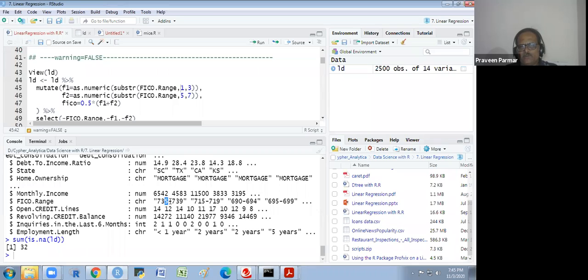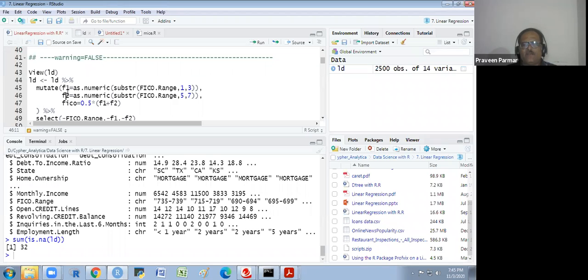And then the fourth position is the hyphen, so we will not consider this. And from 5th to 7th, we will use for F2. So there are two columns we have, one of lower limit and one of upper limit. But both are character because there are quotes. And then we convert them with as.numeric simultaneously. So we get these two columns in a numeric form. Got it?